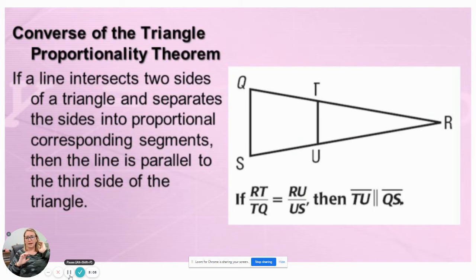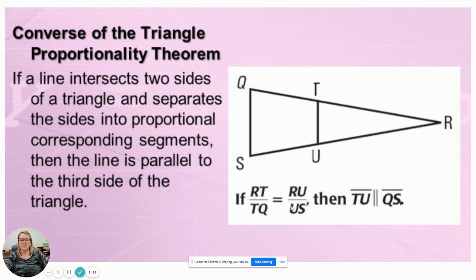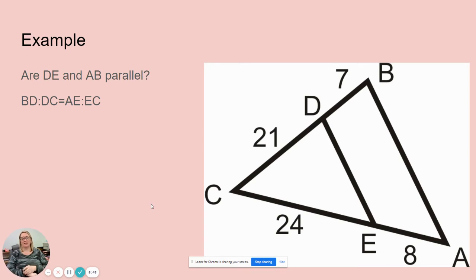Okay, so the second part of this is being able to use the converse of this theorem. And it basically says that if you separate the sides into proportional parts, then the two ratios have to be equal to each other. So basically, it's kind of like scale factor where we've been seeing if they match up. That's basically what it's asking. So it's saying if this truly is proportional, then RT and TQ will be equal to RU over US, okay? So the gist of that is something like this.